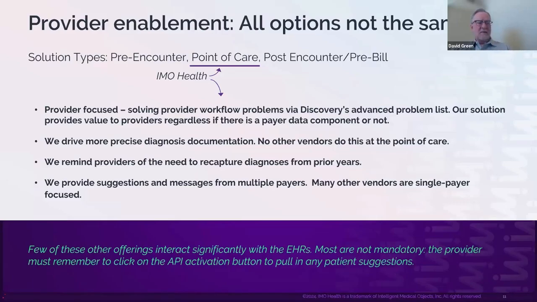We remind providers of the need to recapture diagnoses from prior years. We get that 30% lost recapture rate down significantly, which in and of itself is going to help with risk adjustment scores. We'll query the patient's clinical notes and provide suggestions and messages, but we also provide payer messages, suggestions, and gap in care from multiple different payers. We want this to be the standard of care that providers look for and are able to incorporate into their decision making for their patient.